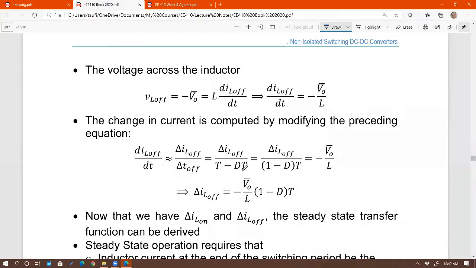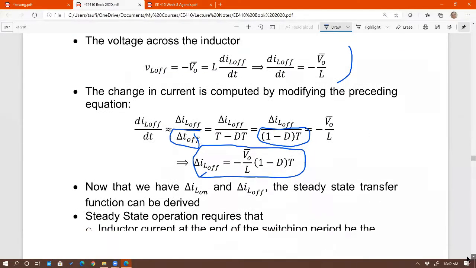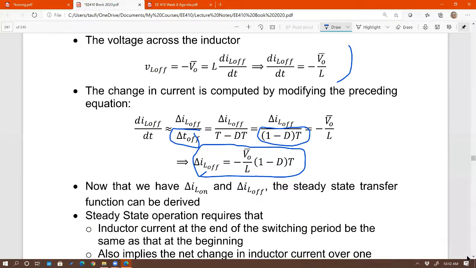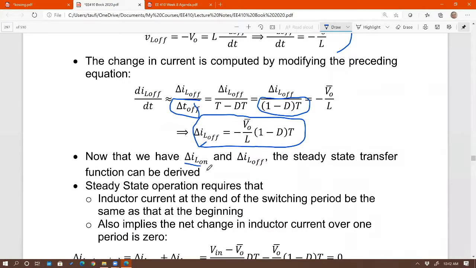Well, it's right there. This is the one that I want you to memorize. Remember, the equation for T off is 1 minus D times T, right there. Right. So now we have delta IL off over delta T off. Right. And then it's equal to minus V out over L from this equation up here. And from there, I get delta IL off. See that? Delta IL off equation. Now I'm done, in terms of deriving delta IL on and delta IL off.